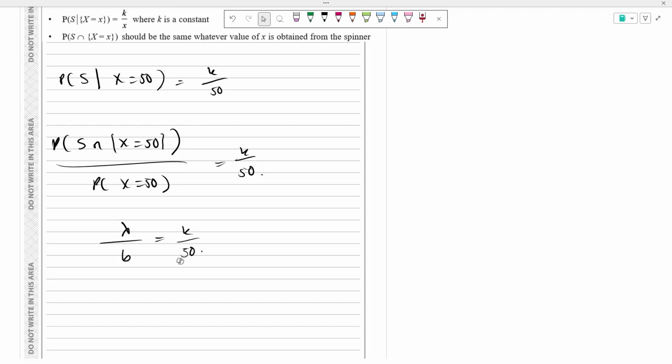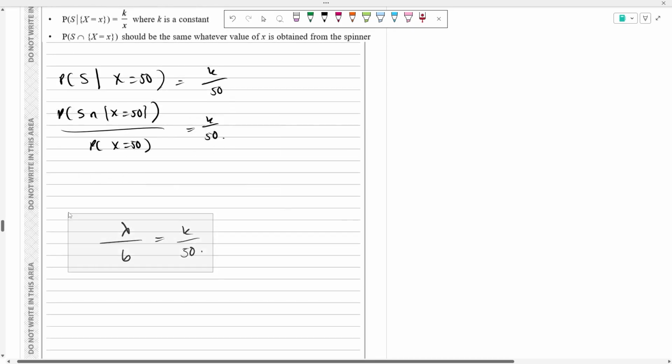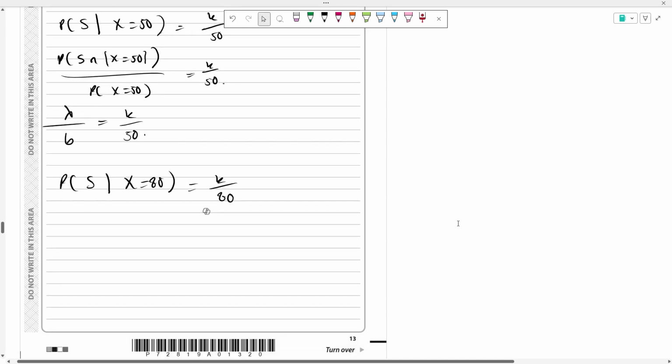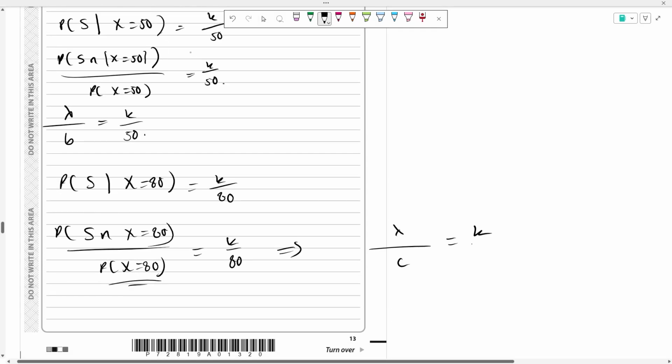I'm going to do the same for 80 centimeters here. I'm going to make the next formula really quickly. So the probability of S given that X is equal to 80 is going to be K over 80. And then I'm just going to substitute that into the formula: S and X equals 80 over the probability of X equals 80 is equal to K over 80. We know that this numerator is a constant. No matter what value of X, it's still going to remain the same. So this is the same thing as lambda over, but what's the probability of X equals 80 in our table? It's C. So we have lambda over C is equal to K over 80.